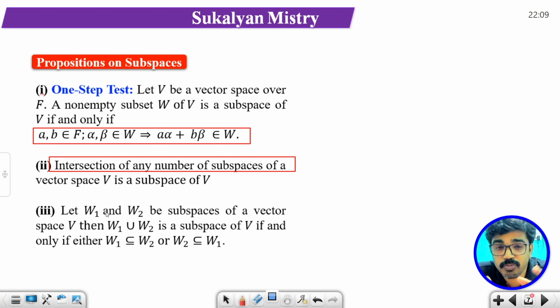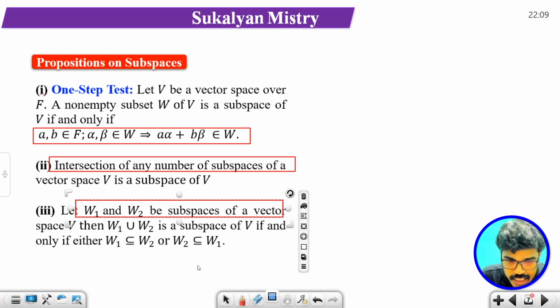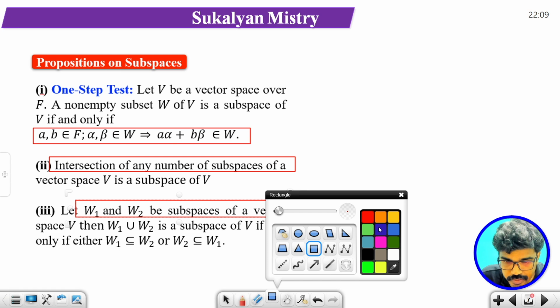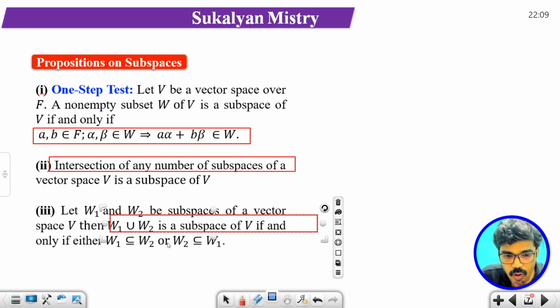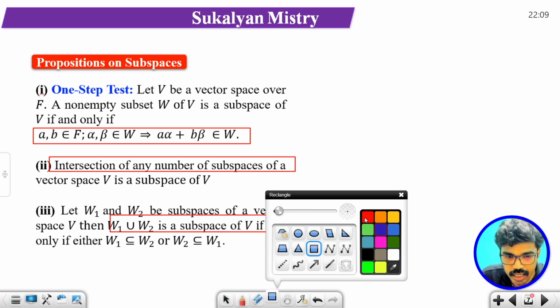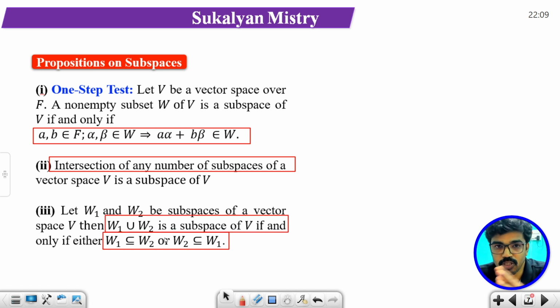So union of two subspaces is a subspace if and only if one is contained in the other. Let's see. Suppose W1 and W2 are two subspaces, then W1 union W2 is a subspace if and only if W1 is contained in W2 or W2 is contained in W1. That is, one is contained in the other.